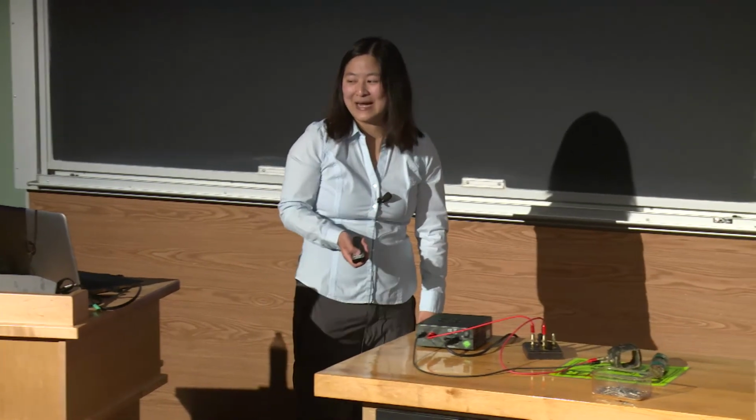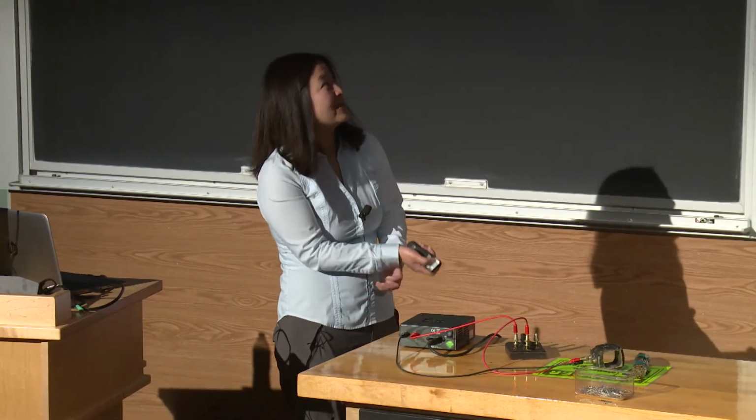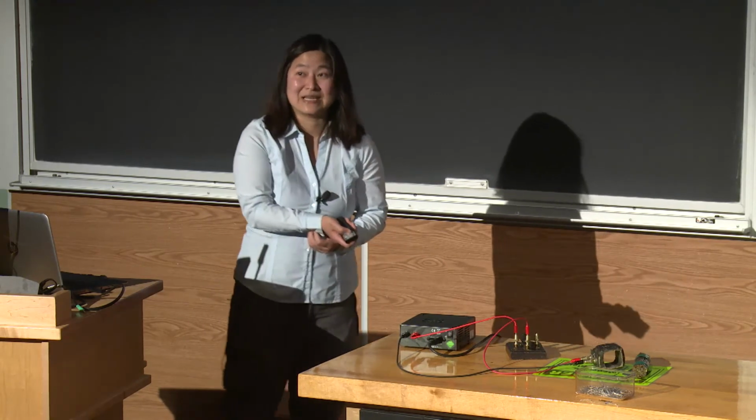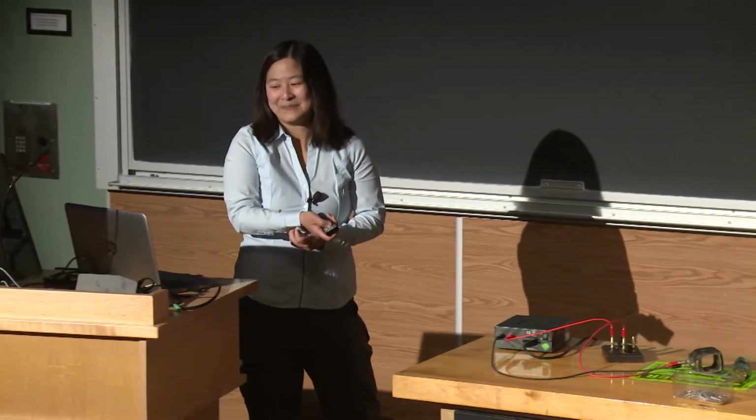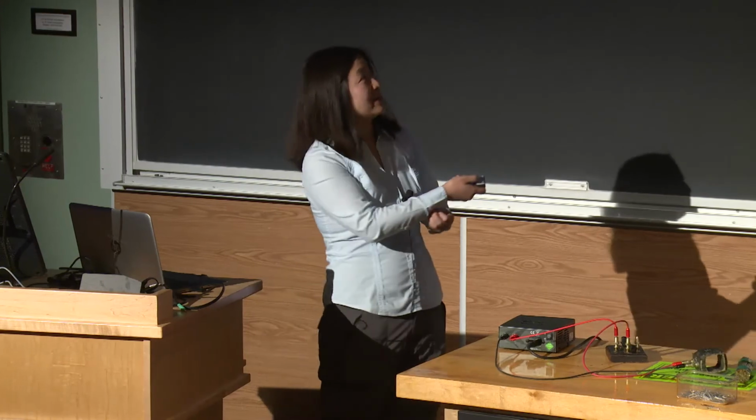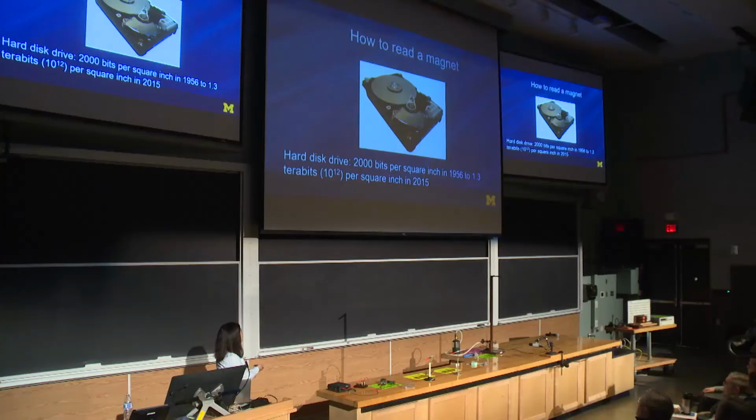And so the density of information that you could store on these hard disks has increased a lot. From 2,000 bits per square inch in 1956 to 1.3 terabits per square inch in 2015. And being able to increase that density makes it possible to store as many videos or photographs as you like. So that's very handy.